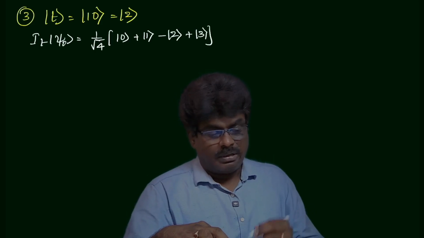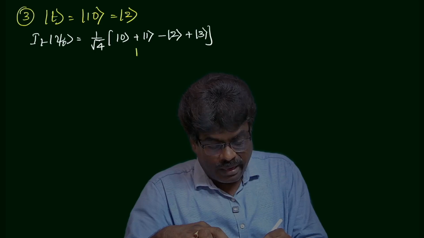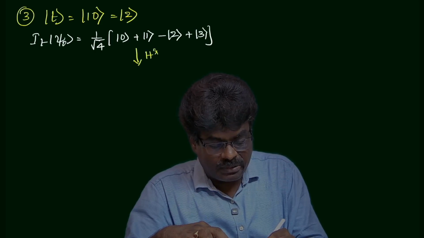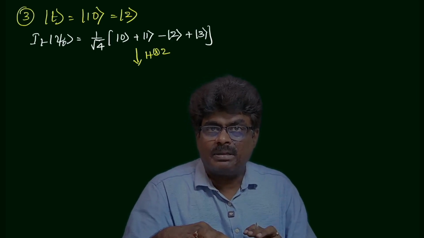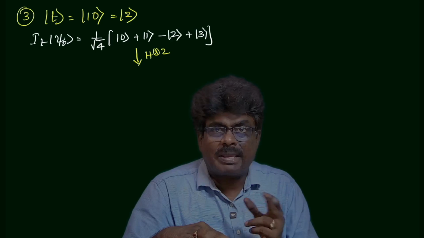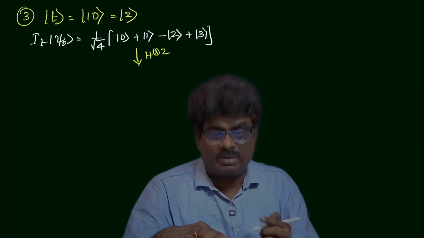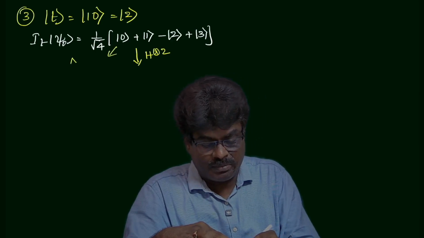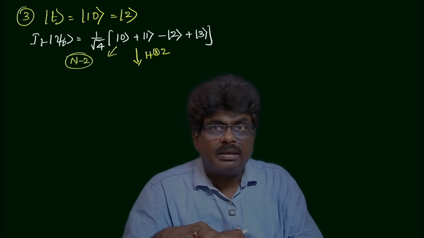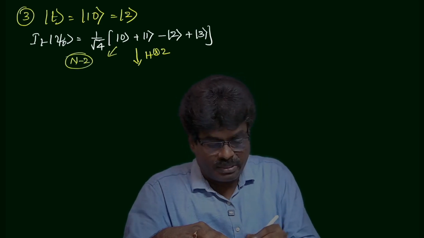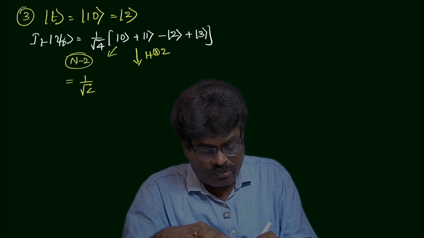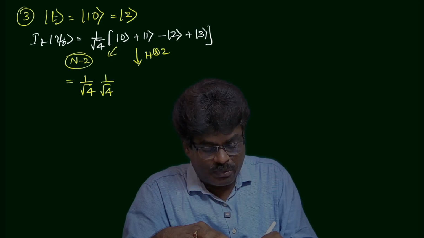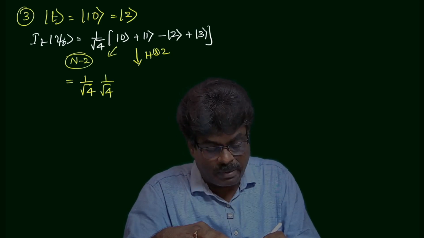Fine. Now we are operating this H tensor 2. Now I am not using that table. I hope you understand what will happen. The 0 state amplitude will become capital N minus 2. Here capital N is 4, so that's why this will become 1 over root 4, one more factor 1 over root 4 because the Hadamard was operated twice.